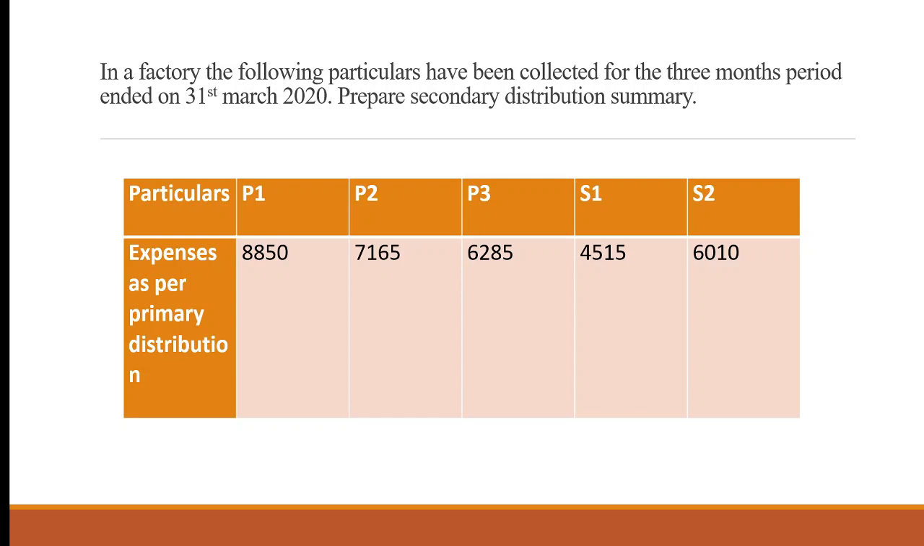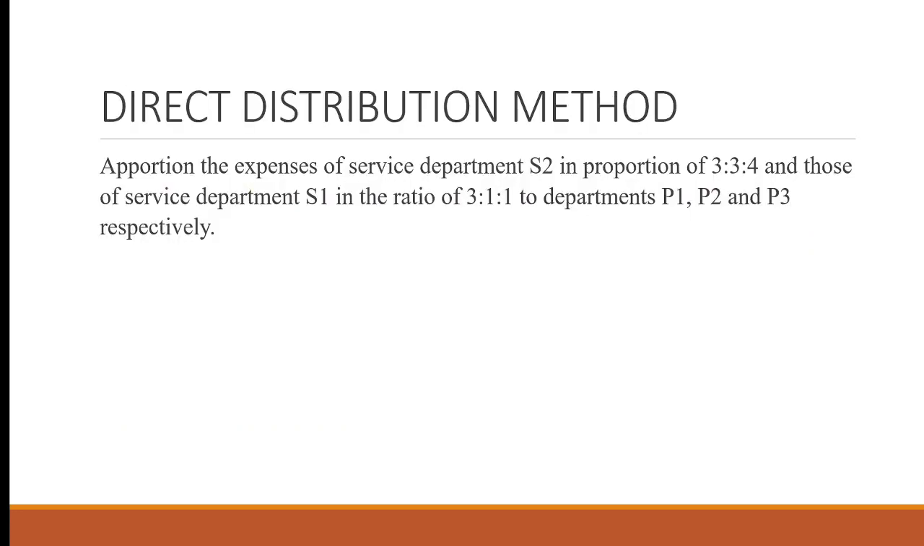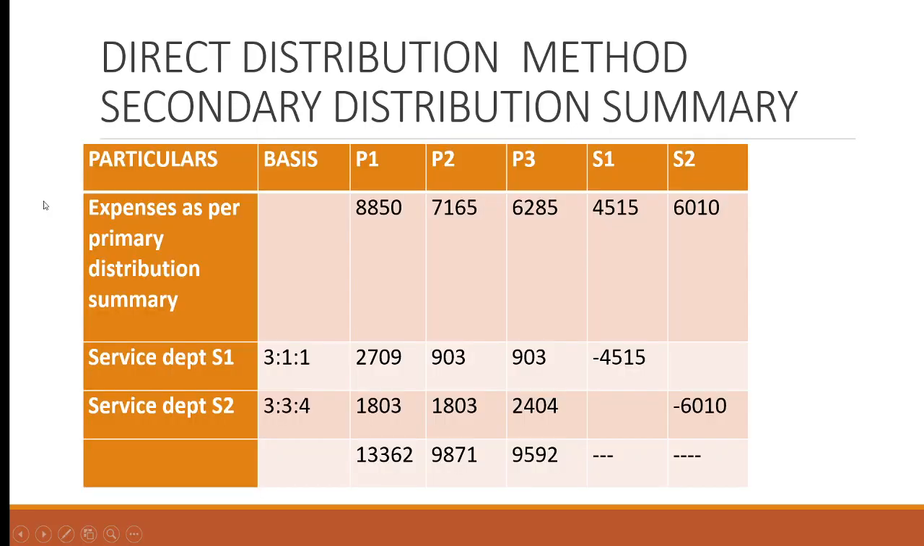Now the overheads of S1 as well as S2 department has to be apportioned to P1, P2 and P3. So under direct distribution method, the expenses of service department S2 should be apportioned in the proportion of 3:3:4, and those of service department S1 in the ratio of 3:1:1 to departments P1, P2 and P3 respectively. So the method adopted here is direct distribution method, wherein the overhead cost of the service departments are distributed only to the production departments. So the ratio of distribution is also given. So the secondary distribution summary will be like this.